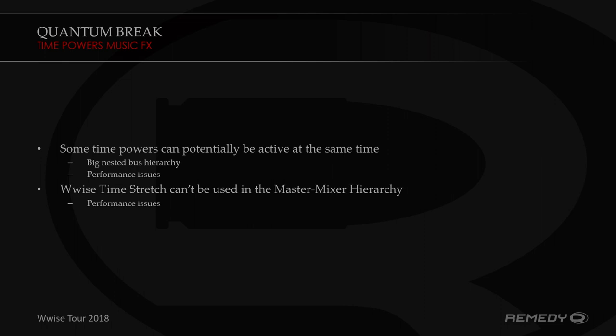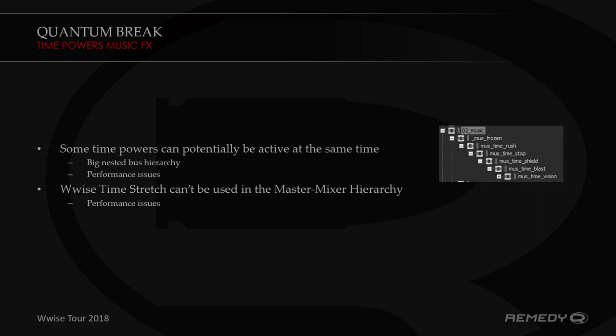Some time powers can potentially be active simultaneously, so we needed this big nested bus hierarchy here, where each bus has its own effects and RTPC curves. The performance is okay because we could bypass some effects when they were not needed. Time stretching had to be done in the interactive music hierarchy, so we had to be careful with the number of instances playing simultaneously.